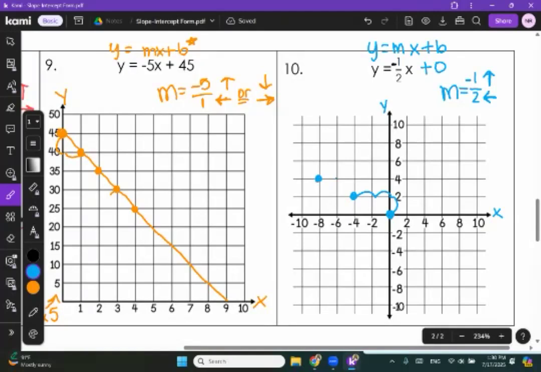Because we ran out of room here, we can go the other direction. Opposite of up is down. Opposite of left is right. We can go down 1 box, right 2. Down 1, right 2. Down 1, right 2.